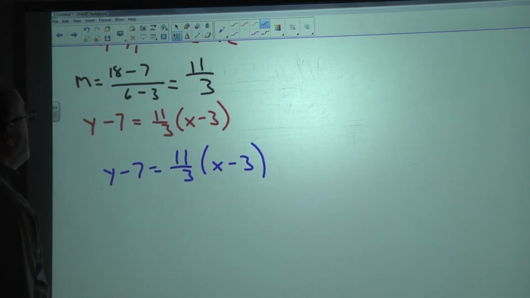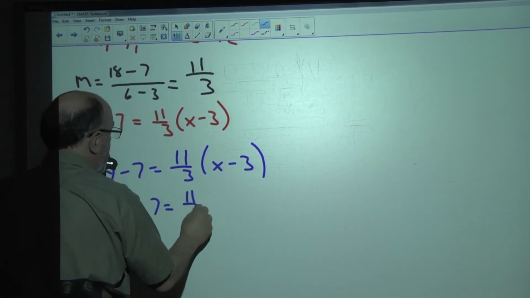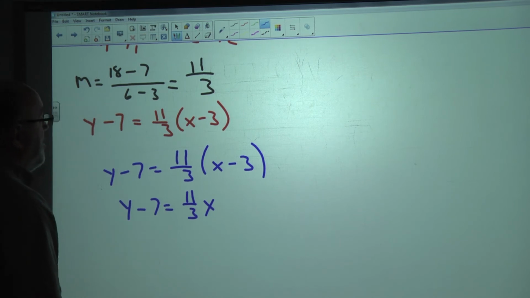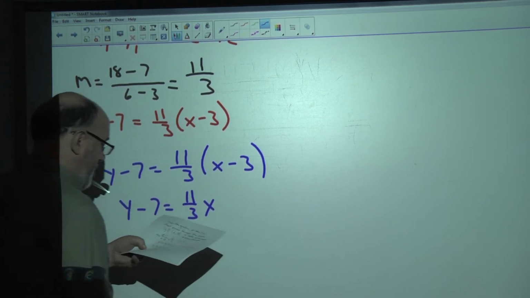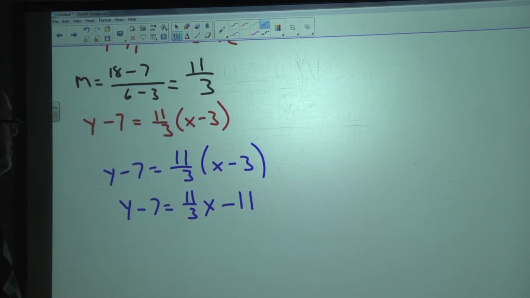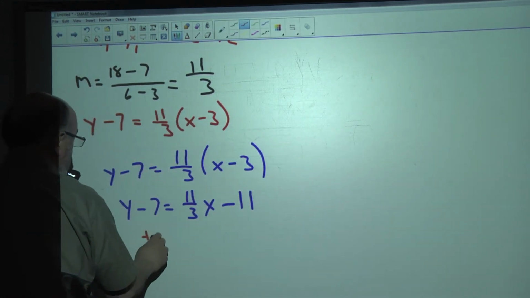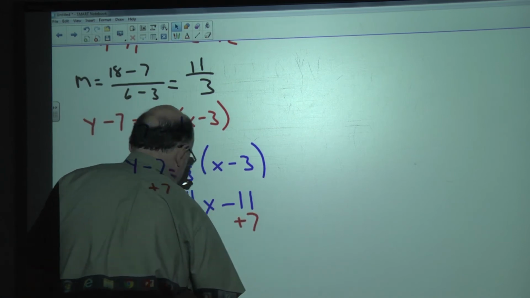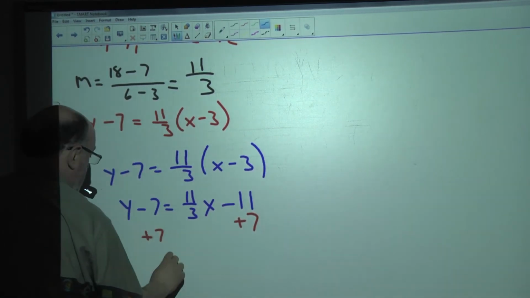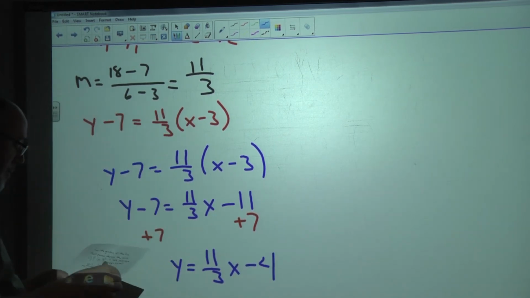So the first thing we want to do is to do our distributive property. So this will give us y minus 7 equals 1/3 x. 1/3 times the minus 3 is going to give us minus 1. Next step, bring the 7 over. So we're going to add 7. And we end up with y equals 1/3 x plus 6. And that'll give us our equation in terms of that.